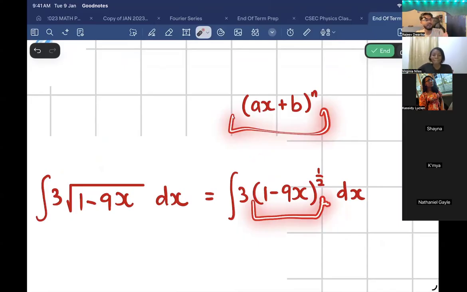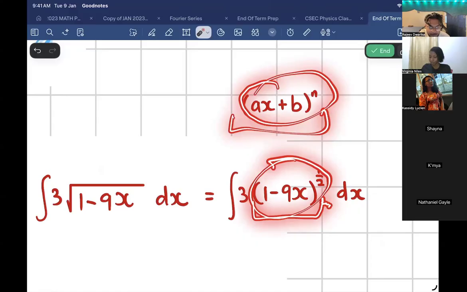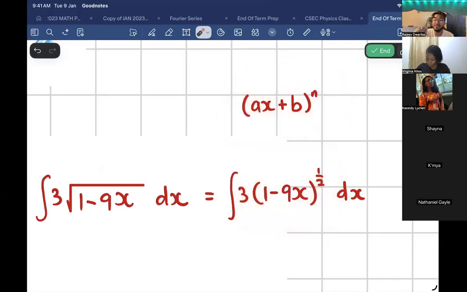If you're comparing this form and this form, what do you think A would be? Minus 9. Good. A will be minus 9 because A is the coefficient of x. What do you think B would be? 1. And what do you think N would be?